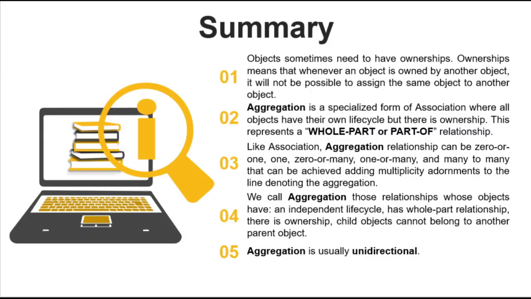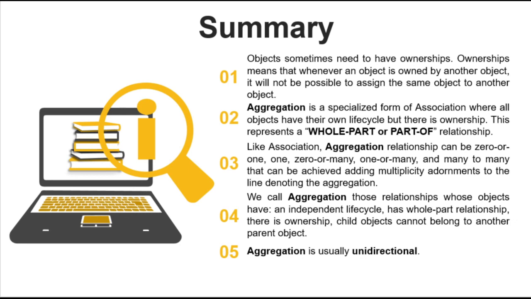In summary, we could say that objects sometimes need to have ownerships, and ownership means that whenever an object is owned by another object, it will not be possible to assign the same object to another object. Aggregation is a specialized form of association where all objects have their own life cycle, but there is ownership. This represents a whole-part or part-of relationship.